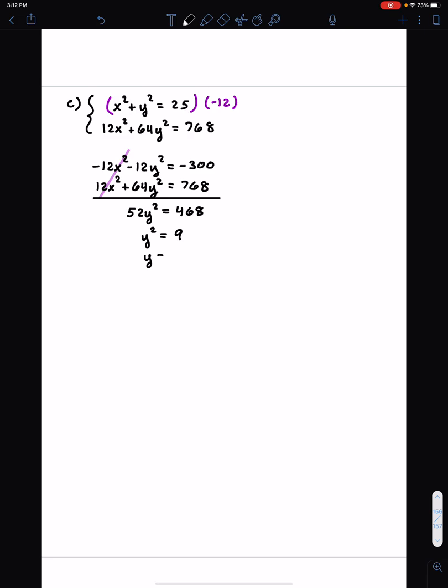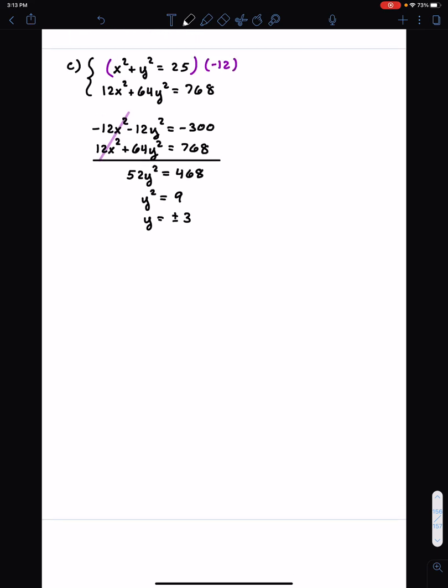So y is equal to, if I take a square root of both sides, I get plus or minus 3. So I'm going to write 2 columns. If y is 3, and then if y is negative 3. So I can use any equation. I'll use the top equation.